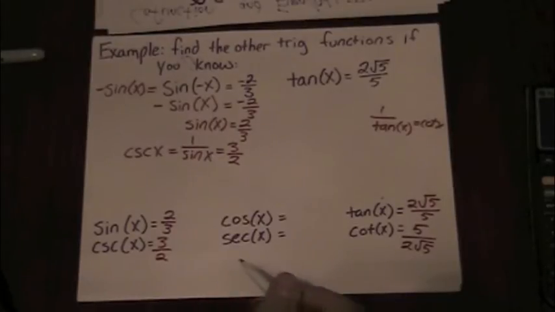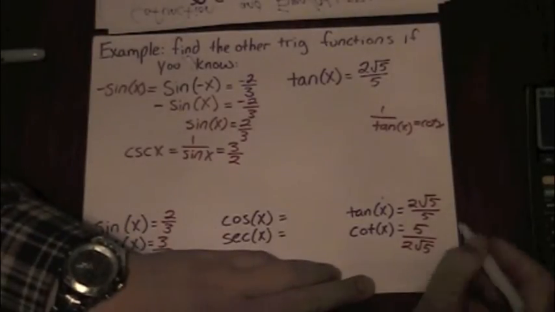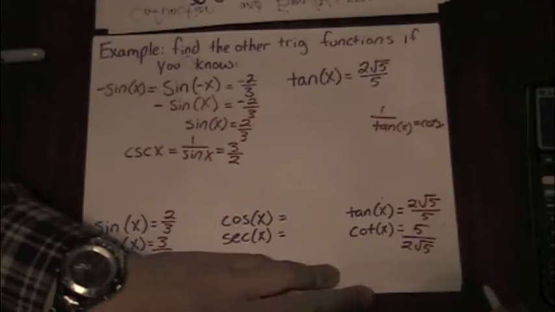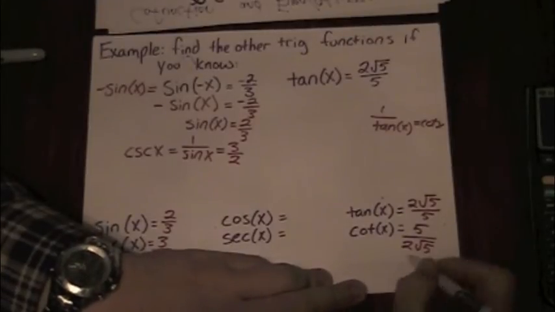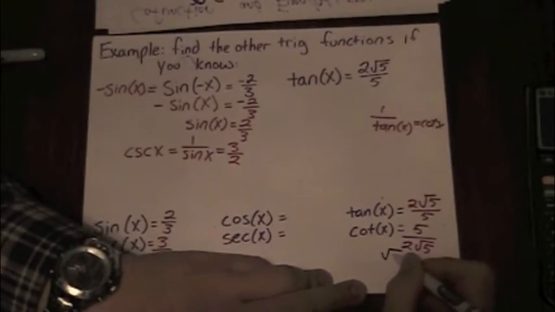I'm okay with you leaving that as an answer. If someone asks you to rationalize the denominator, we'd be multiplying both the top and the bottom by the square root of 5, which is going to leave us with a result of the square root of 5 over 2.